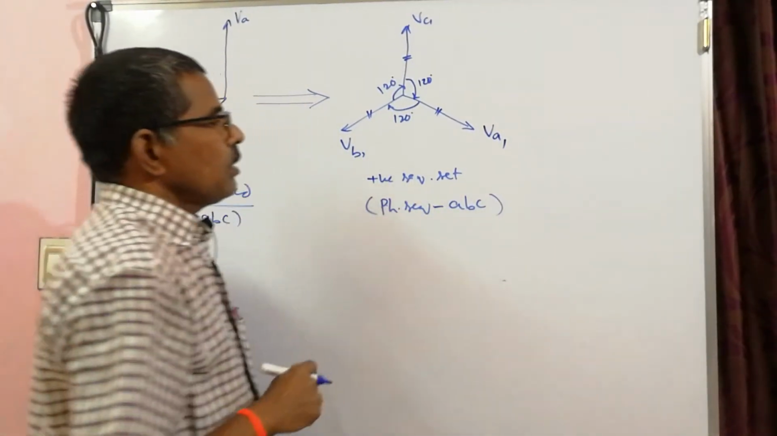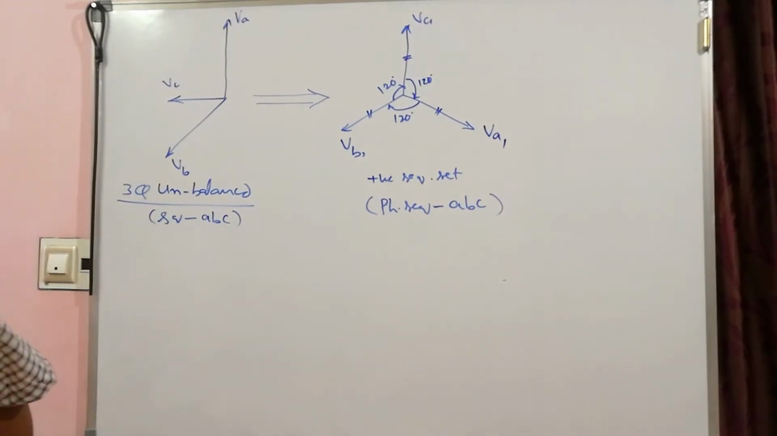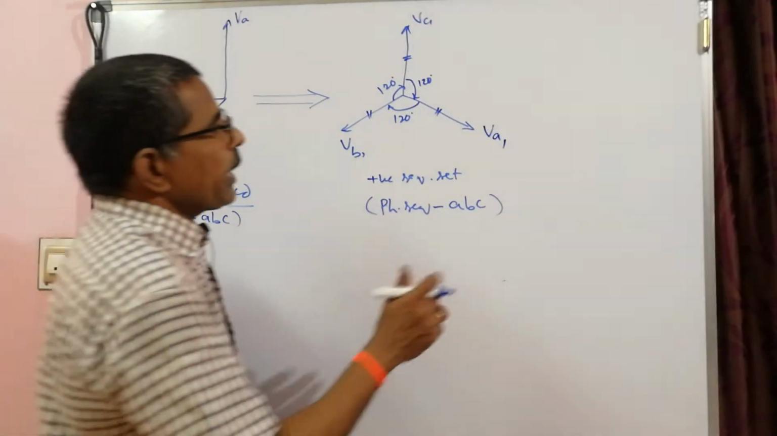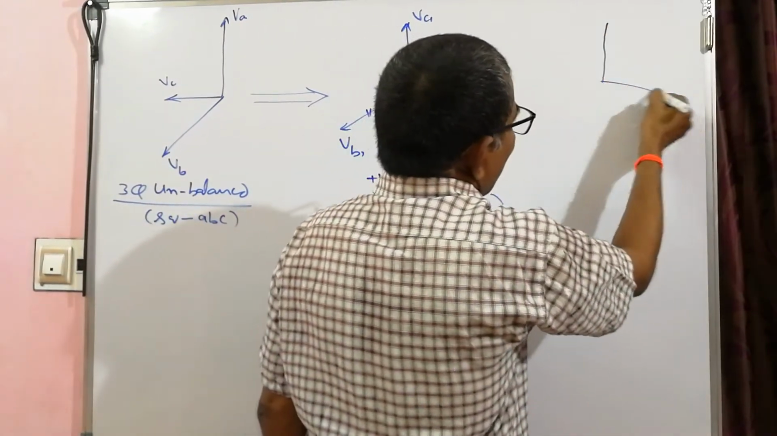Okay. Then, what are negative sequence components? Negative sequence components, again these are balanced.